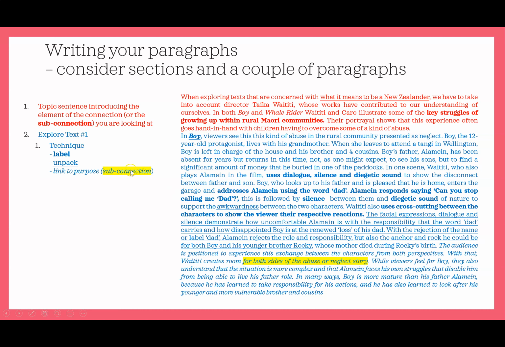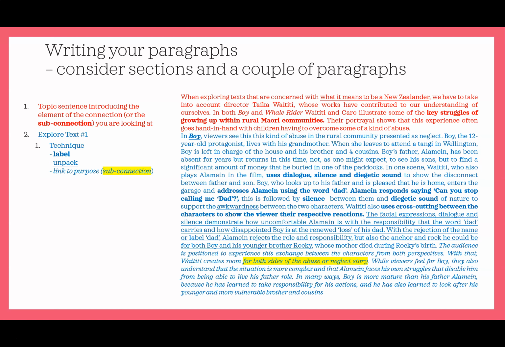And then highlighted in yellow is my link to my sub-connection. So I'm going back to that sub-connection here, the key struggles of growing up within rural Māori communities, and then linking that to both sides of the abuse or neglect story, and then making some more insightful observations about the characters and their relationship. So you can see that this is really quite dense and has a lot of work that you've got to do. You would do that to about this amount for one of the texts.